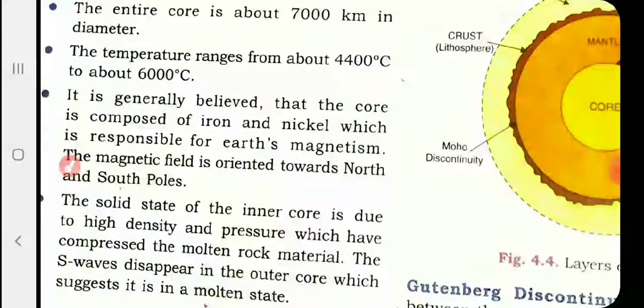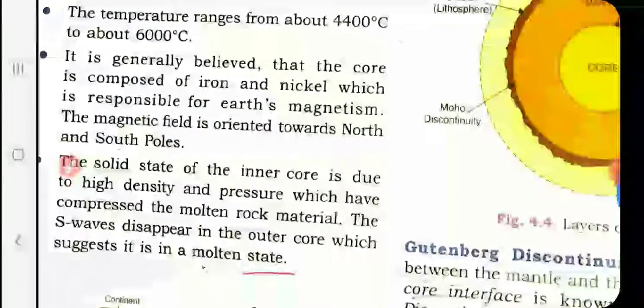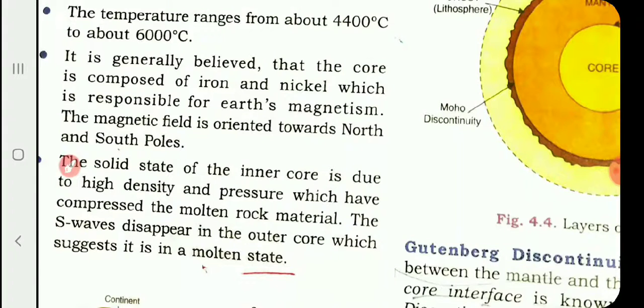Now, the temperature ranges from about 4,400 degrees Celsius to about 6,000 degrees Celsius. That is the temperature of the core. It is generally believed that the core is composed of iron and nickel. Yesterday we discussed about it. The core is made up of iron and nickel, which is responsible for Earth's magnetism.